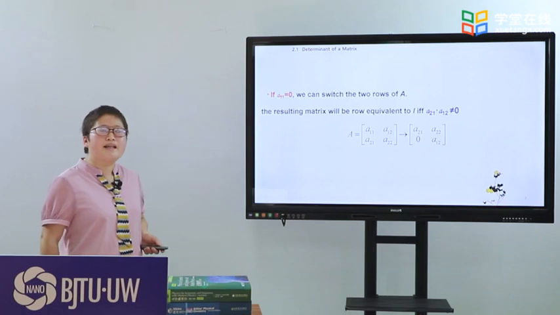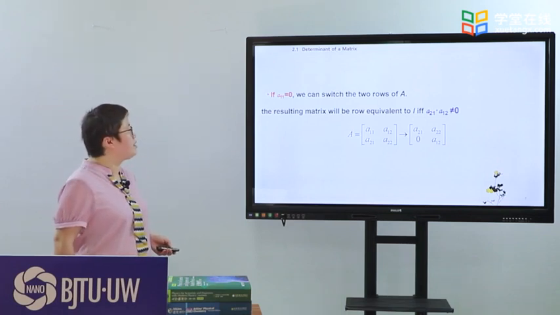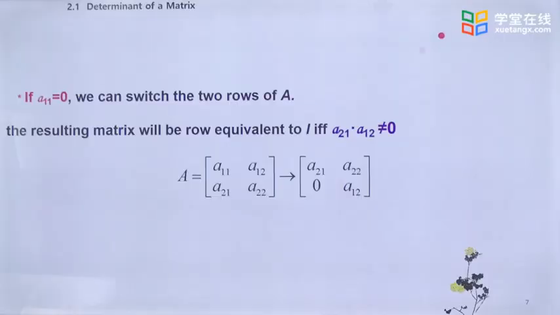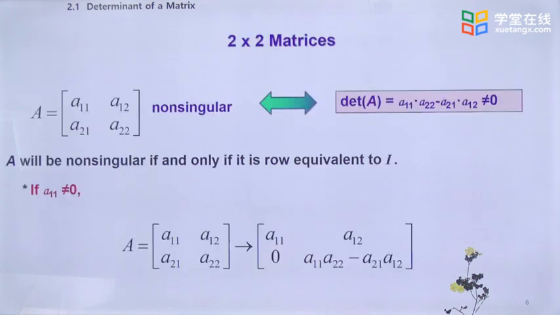Now a special case: if A11 equals 0, we can switch the 2 rows of A. The resulting matrix will be row equivalent to the identity matrix if and only if A21 times A12 does not equal 0. So A can be transformed to this row echelon form, and A is non-singular if and only if A21 times A12 does not equal 0. Because A11 equals 0, you can check that this is also equivalent to the same term, A11 times A22 minus A21 times A12, not equaling 0.